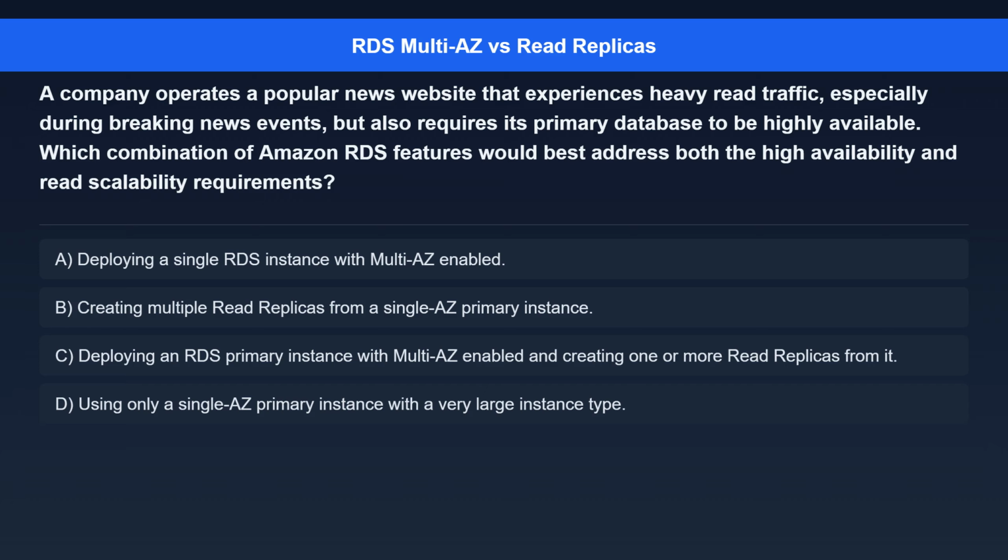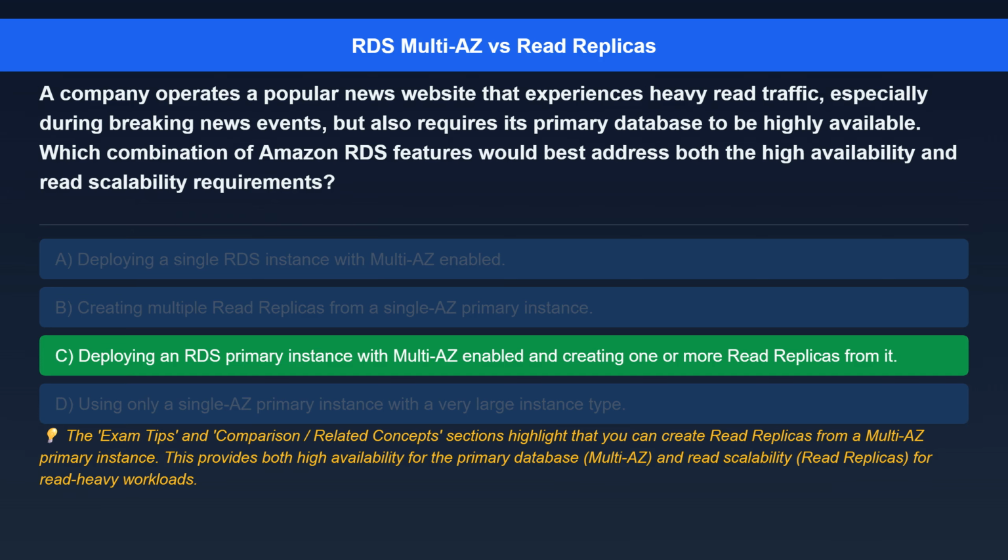Option A. Deploying a single RDS instance with multi-AZ enabled. Option B. Creating multiple read replicas from a single AZ primary instance. Option C. Deploying an RDS primary instance with multi-AZ enabled and creating one or more read replicas from it. Option D. Using only a single AZ primary instance with a very large instance type.